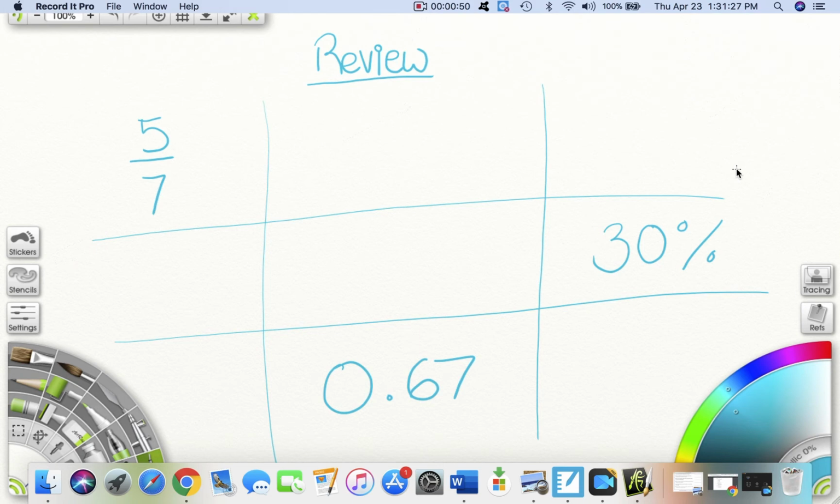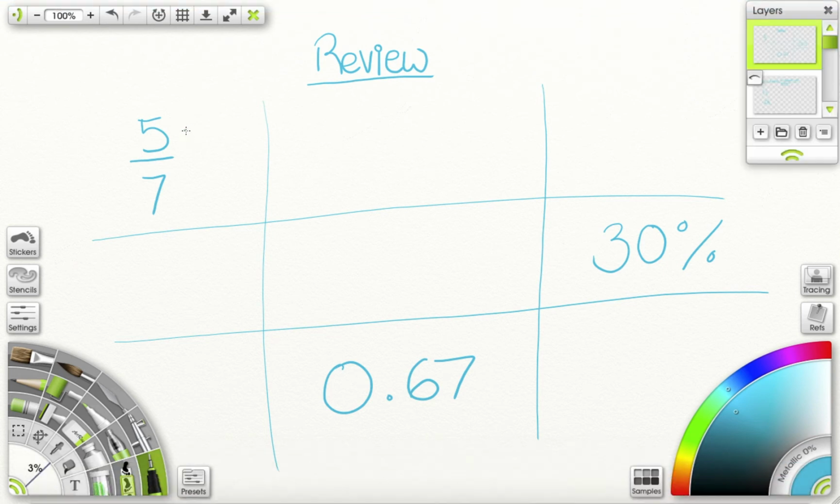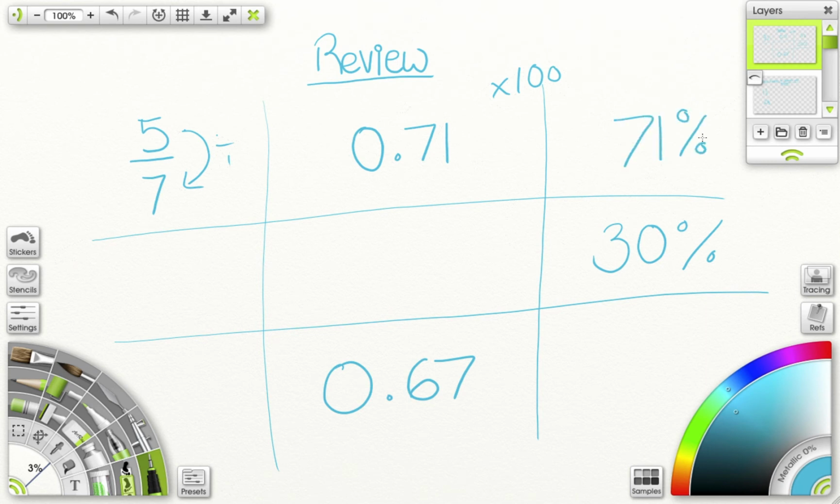So to take your fraction and turn it into a decimal, you take your top number and you divide it by the bottom number. That gives you your decimal. So 5 divided by 7 gives you 0.71 when it's rounded. To take that and turn it into a percent, I take that number and I times it by 100. So times by 100, and that gives me 71%. And there you go.